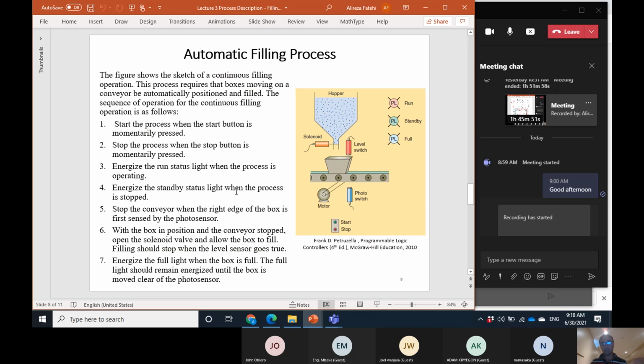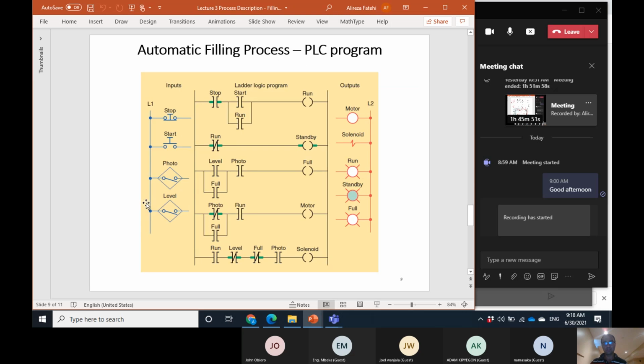Energize the standby status light when the process is stopped. So this is simply implemented by this. But here are, let's say, the actuation part. For the motor, let's look first at the motor. For the motor, the system should be in the run mode if the motor is going to be on.